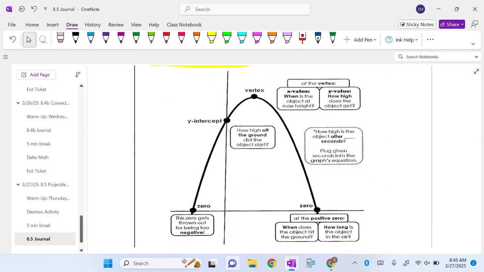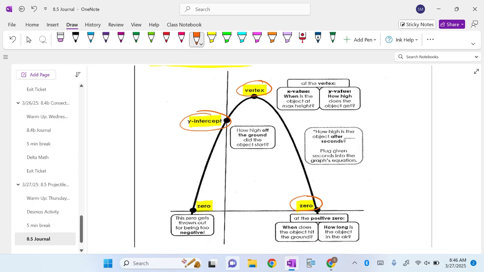Whenever we do projectile motion, it's always going to be an upside down U-shaped parabola. And the only key features we really care about are the zeros or x-intercepts, the y-intercept, and the vertex. Those are really the only key features we care about with this. The biggest three that we care about are these right here. Why do I not care about this zero right here?